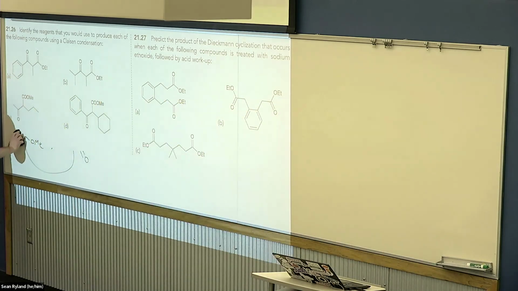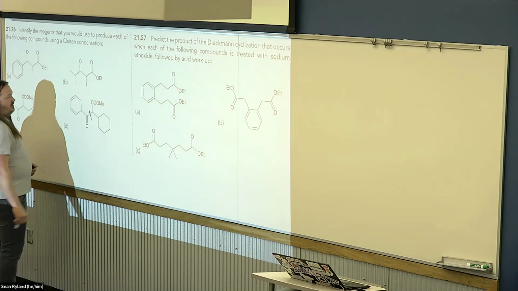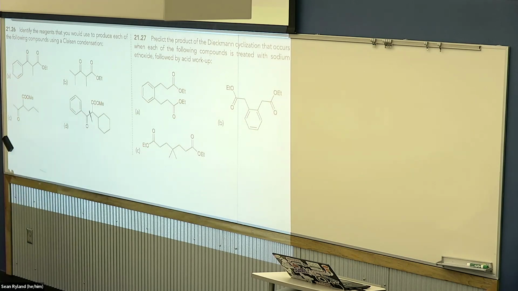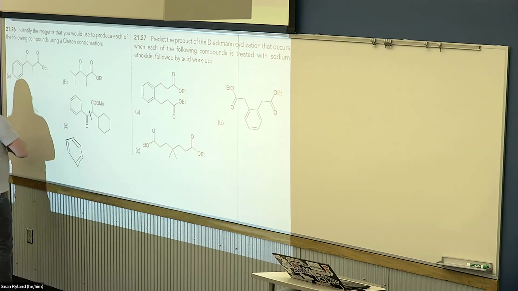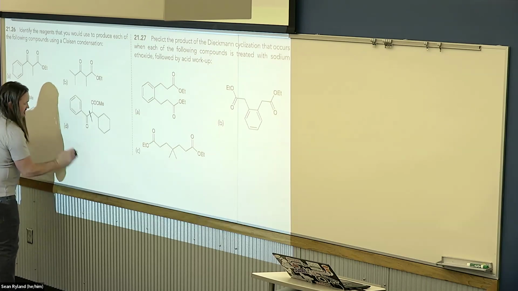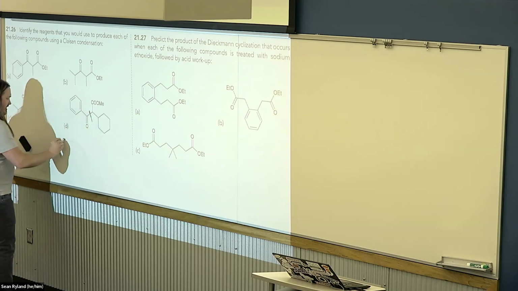All right, so with that little bit of review, there's our new bond here between the alpha carbon and the carbonyl carbon. I guess we're gonna start by drawing one that we're going to deprotonate.